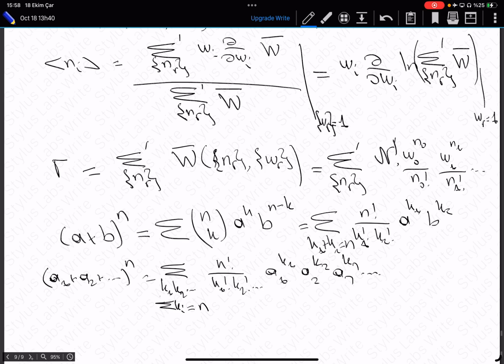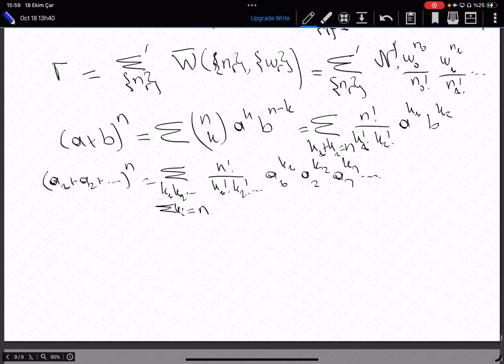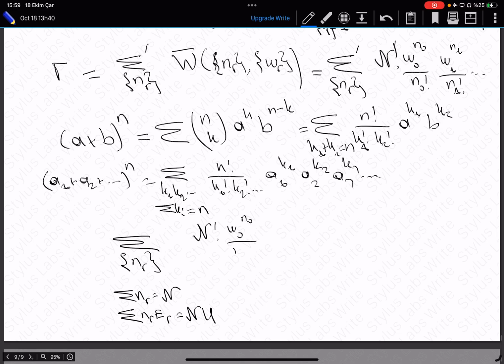But let's do a trick. Let me define something else. Let me consider this one. I'm summing over these n_r's. On one hand, I have the condition that the sum over n_r should be capital N, and on the other hand, I have n_r times E_r should be equal to capital N times the average energy of my system. What I am summing is n factorial omega_0 to the n_0 divided by n_0 factorial, omega_1 to the n_1 divided by n_1 factorial, etc.